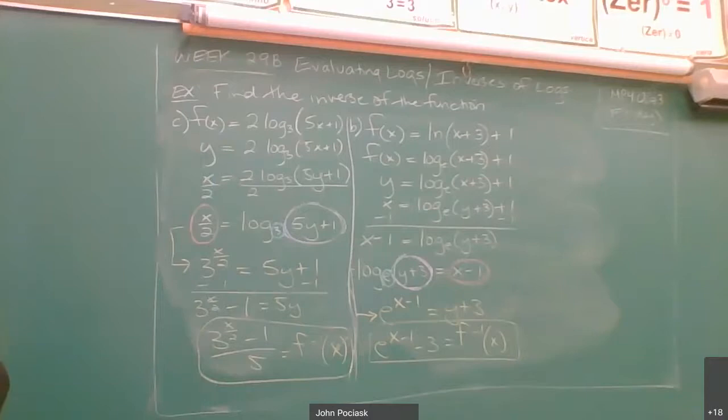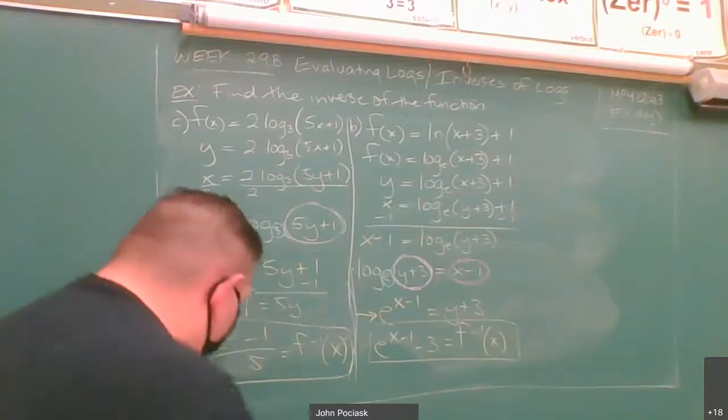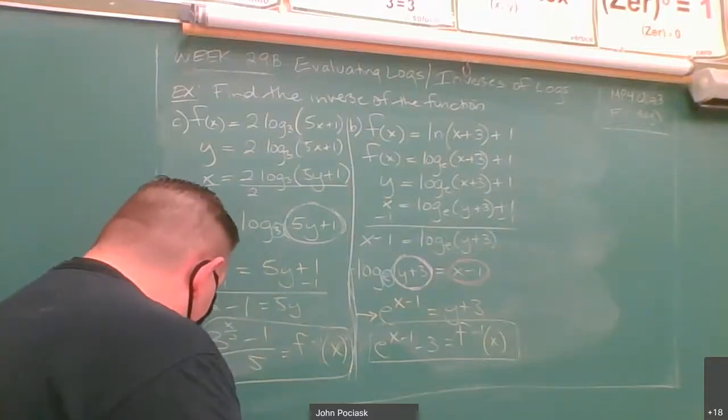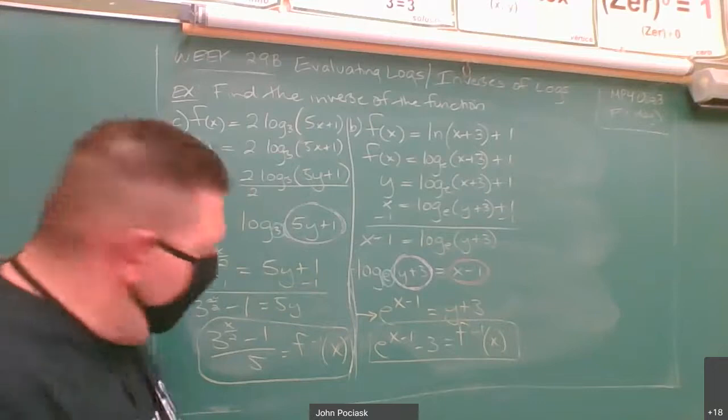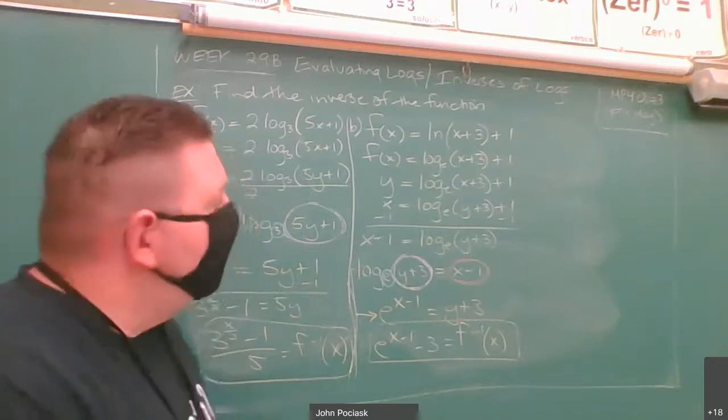3 to the x over 2 minus 1 all over 5 is f inverse of x. So now at this stage of the notes, you can do all of the homework problems. There shouldn't be anything stopping you from doing any of the homework now. So we're going to spend the last portion of class reviewing just the tactics for graphing. We'll just do one problem.